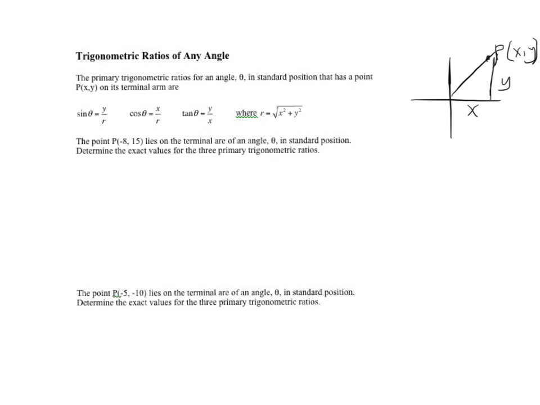It tells you that the sine of that angle, the angle in standard position, is y over r. But we already know that sine is opposite over hypotenuse. And it also tells us here what r is.